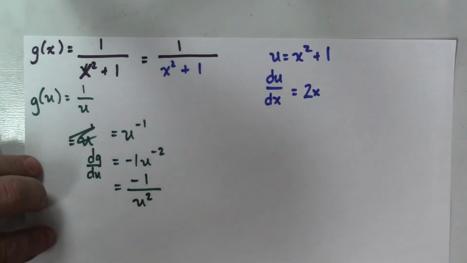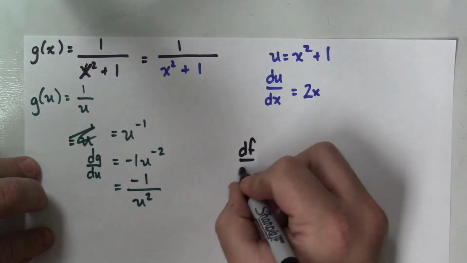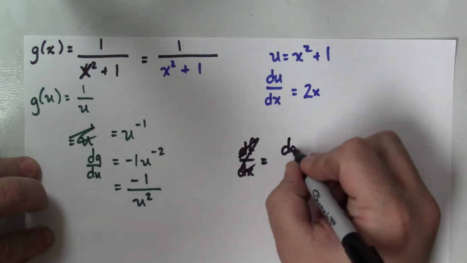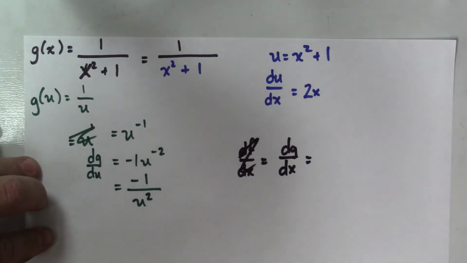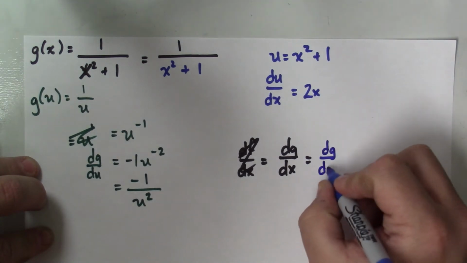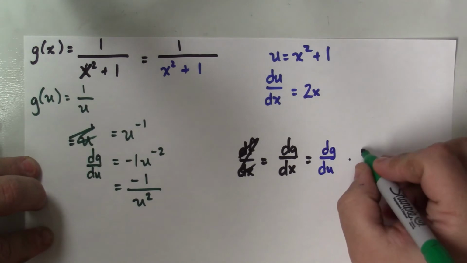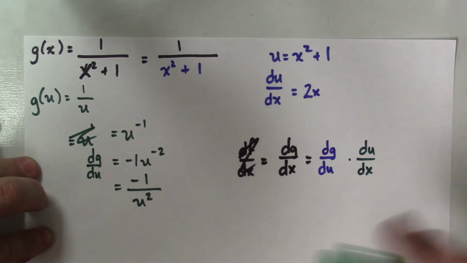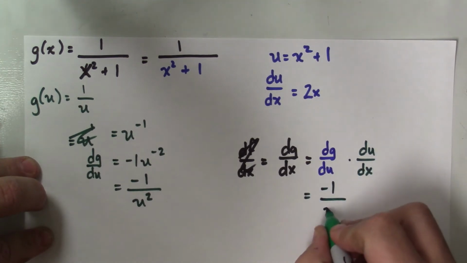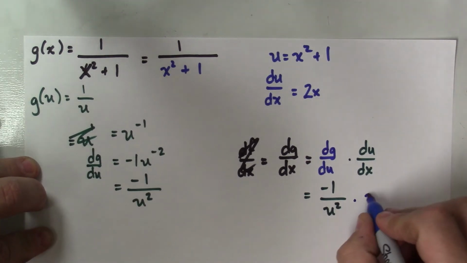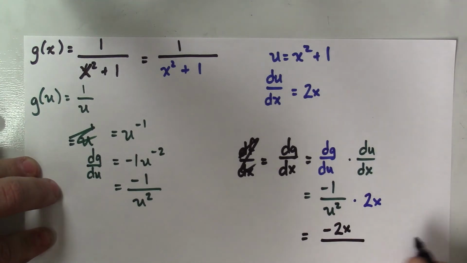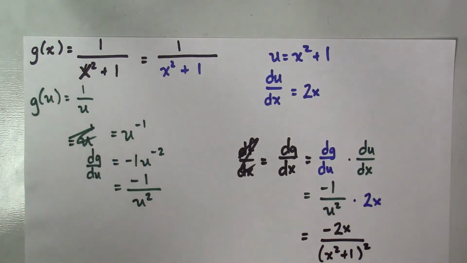Now, from here, dg dx is dg du times du dx. dg du, and let's do this in the right color this time, is negative 1 over u squared. du dx is 2x. Now combining these, I've got negative 2x on top, and I've got u squared on bottom, but u is x squared plus 1, all squared. And that takes care of it.